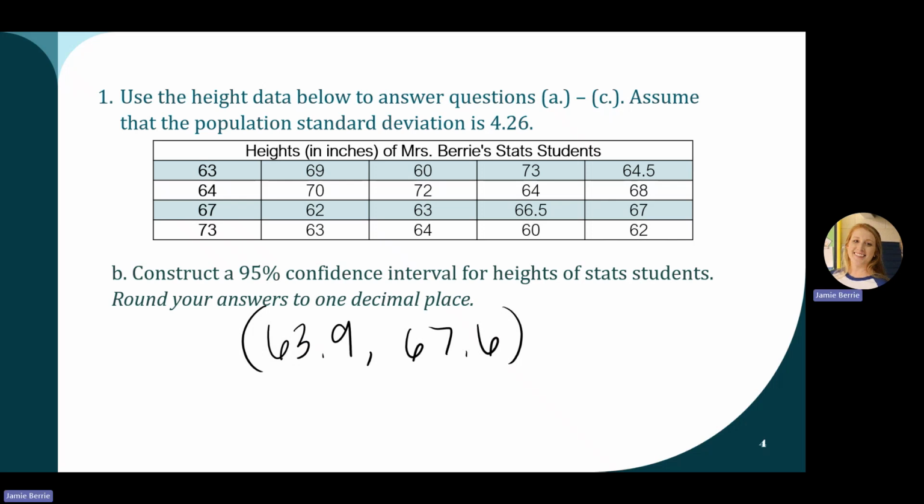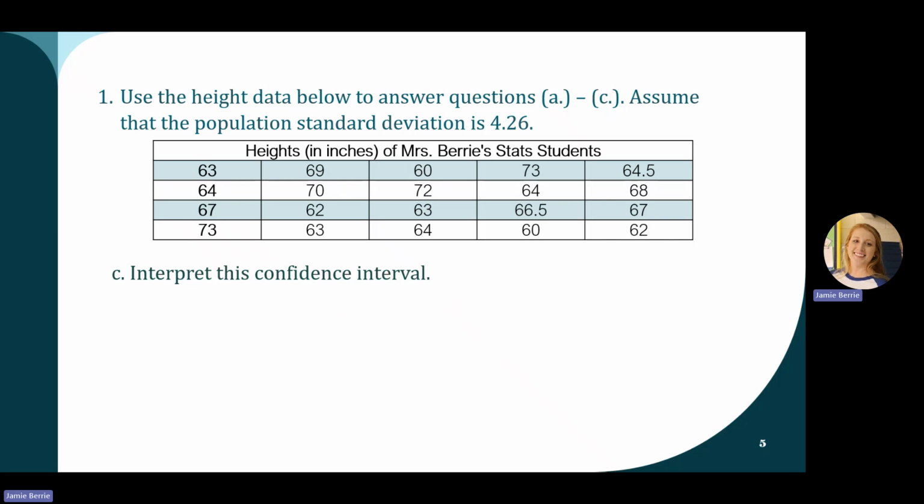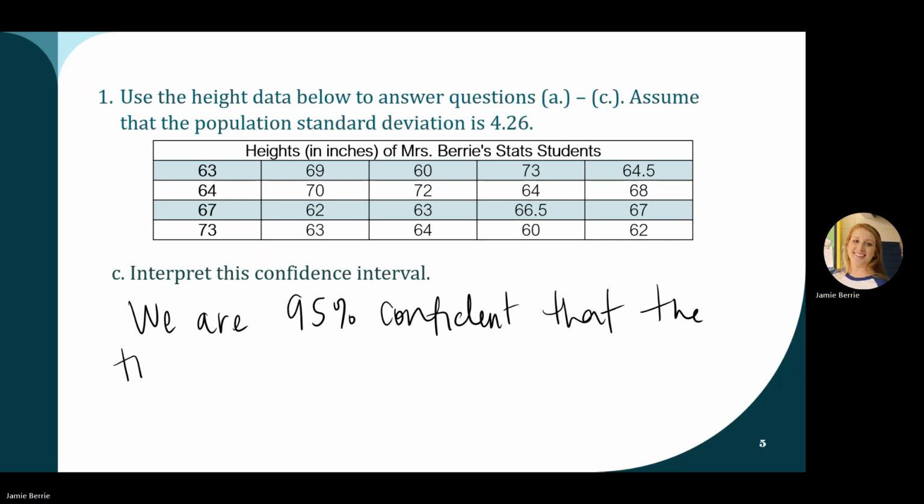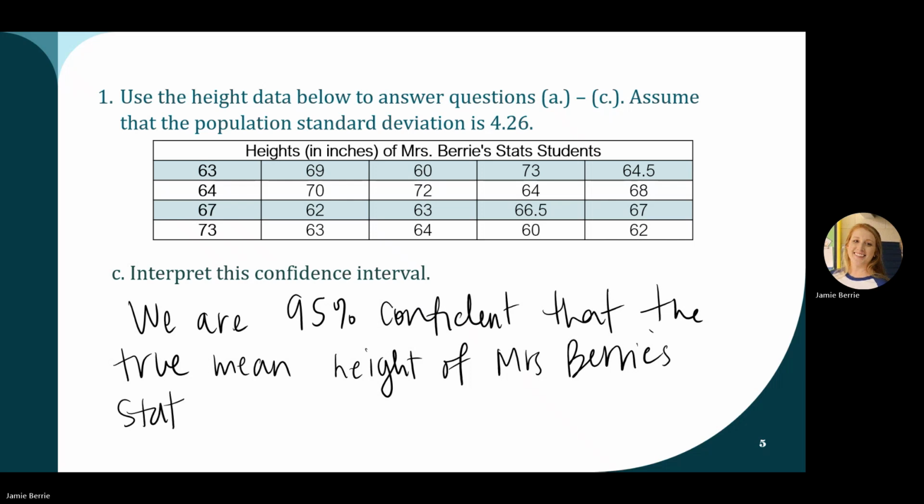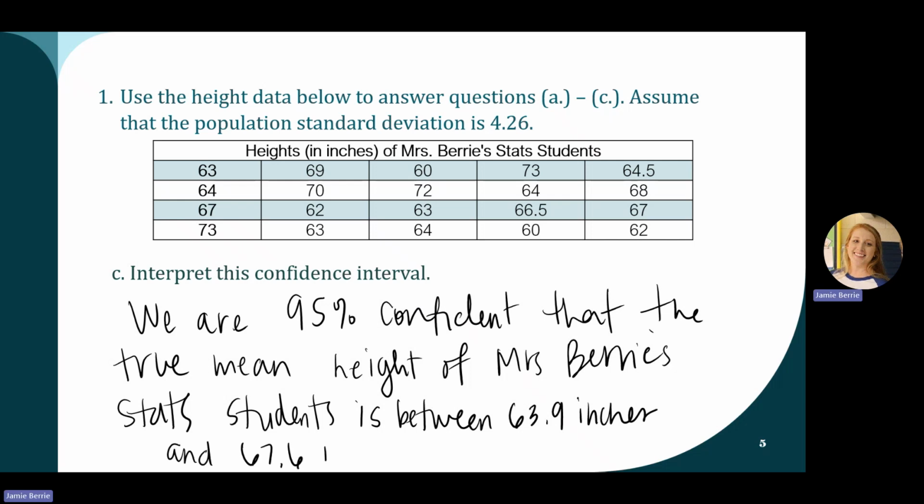All right, so let's interpret that confidence interval. We would say we are 95% confident, because we were doing a 95% confidence interval, that the true mean height of Miss Berry's stat students, and you can see again, I'm just following that template that we talked about earlier, is between 63.9 inches and, what do we say, 67.6 inches? I think that was right.